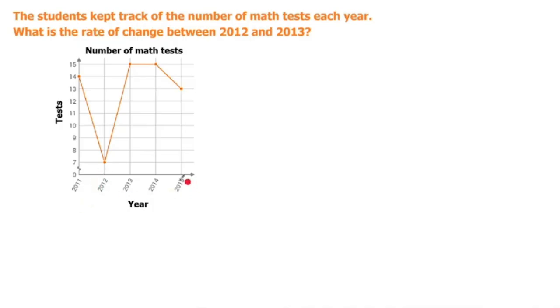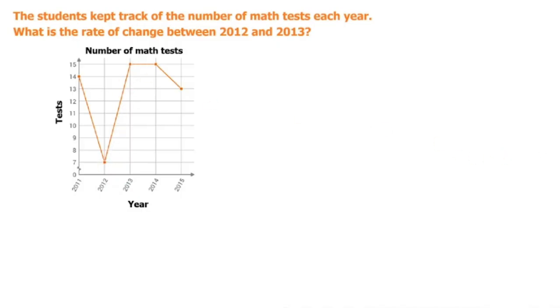So here we have our graph, and here we have the number of tests, and this is the year. So 2011, 12, 13, 14, 15. This little squiggly line means that we don't have data for the number of tests that's lower than 7, okay? So now we need to find the rate of change between here and here.